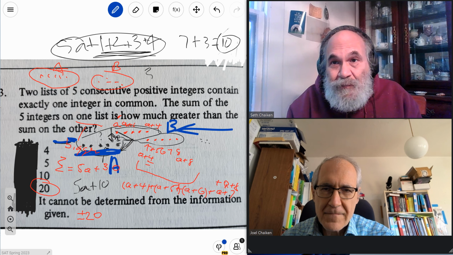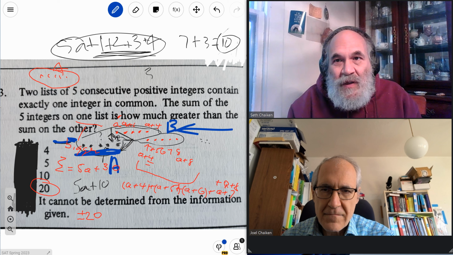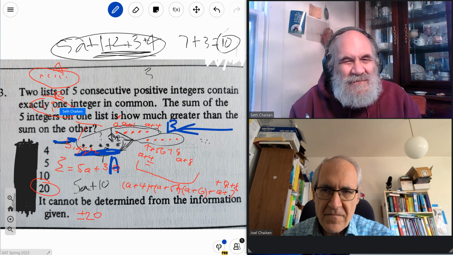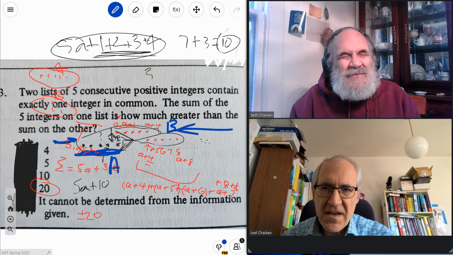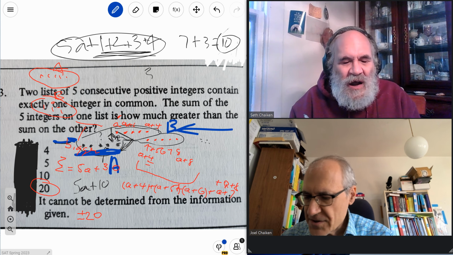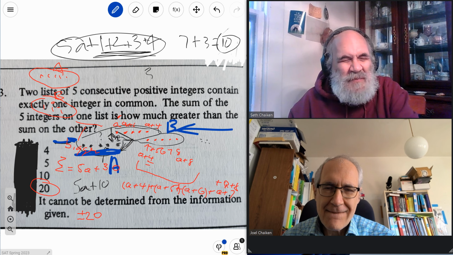Let me clarify my picture. What I meant here was that I do not specify anything about which of the lists has bigger numbers. Yeah, yeah, it doesn't say. So you're saying that it's likely to be positive 20. I think the problem is a bit ambiguous.